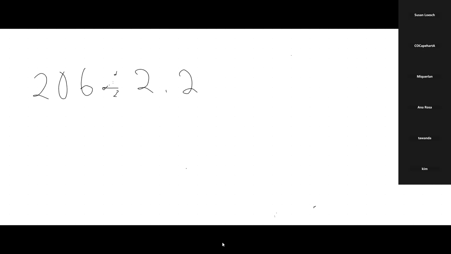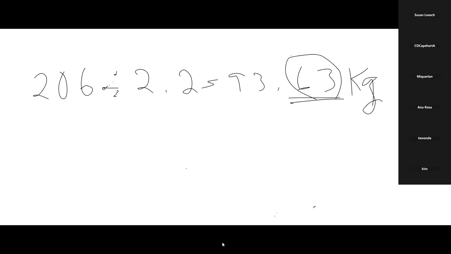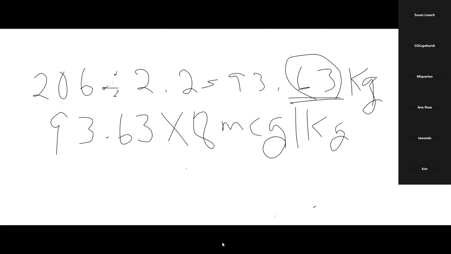And again, that gave you the 93.63, and this is kilograms, but it's kilograms for this patient. So now we're going to leave that whole number in the calculator. Okay? 93.63 times our 8 micrograms per kilogram per day. And what do we get? I got 749.09. Now this is micrograms per day because that's how the order is written.